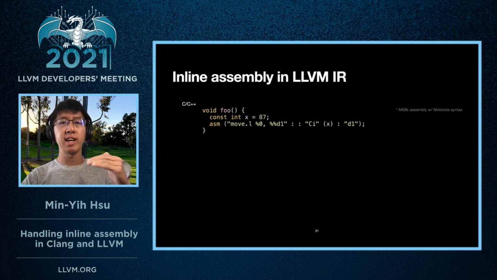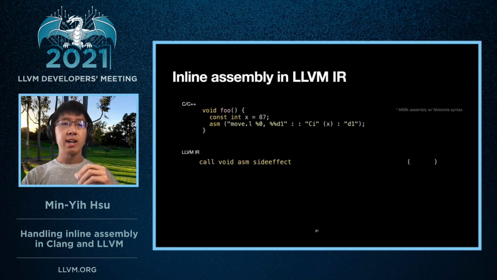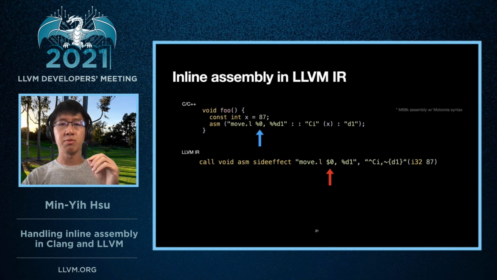Now let's look at one level below, into the LLVM IR. In LLVM IR, inline assembly is represented by a really special call instruction. In these call instructions, the assembly string is preserved, and the inline assembly operand is modeled as a function argument. But just note that the placeholder syntax is slightly different. Instead of using %, we use a $ sign. Finally, clobber operand information is also preserved.